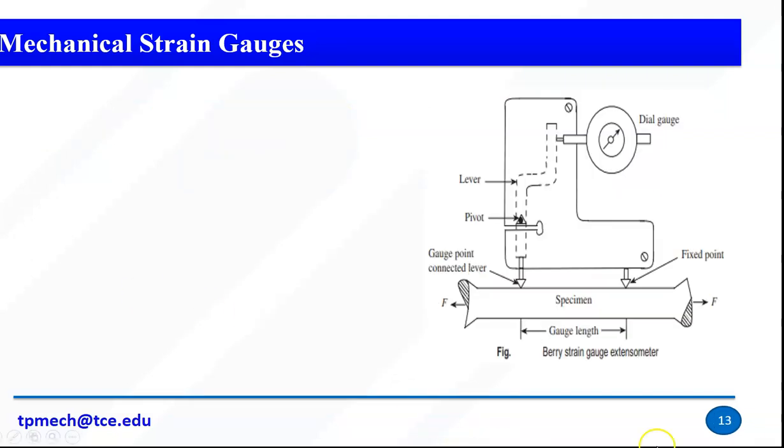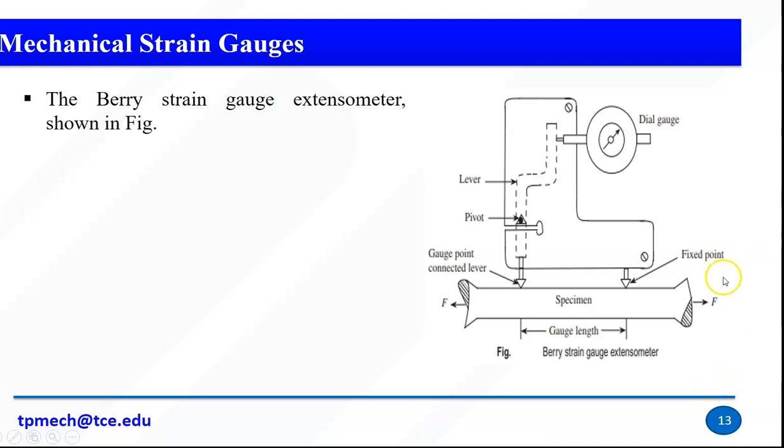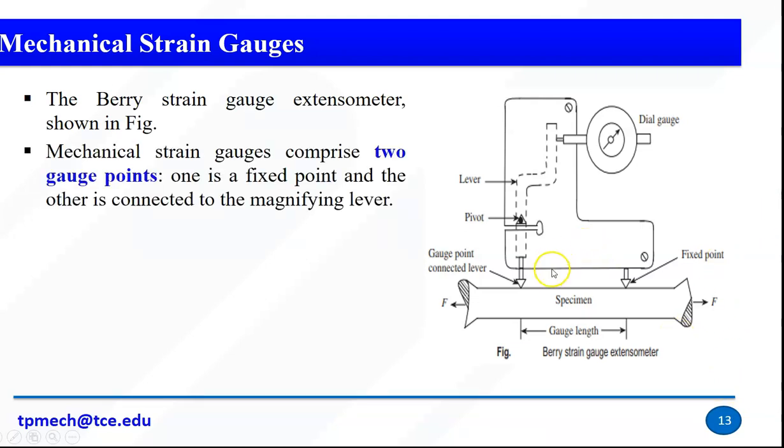Okay, so how does it work? This is the Berry strain gauge extensometer. We have two gauge points. One is a fixed point and another one is a magnifying lever. Both points are placed on top of the specimen. The specimen is nothing but our workpiece, where we are going to measure the strain. On the object where we are going to measure strain, we place a point. One is a fixed point, another one is a gauge point. The gauge point can vary, but for the extensometer we can measure up to 200 mm maximum.